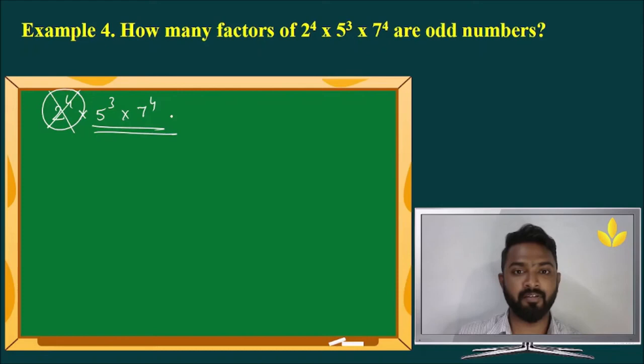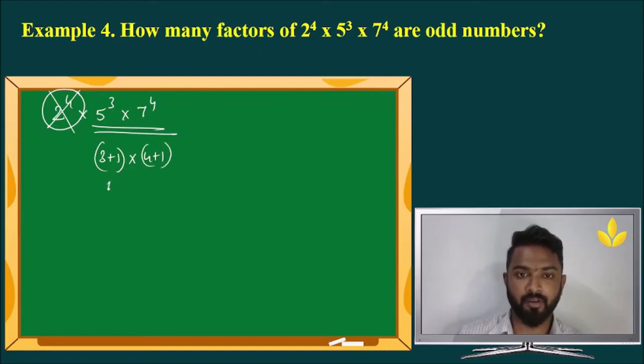Any multiple of 5 and any multiple of 7, if they get multiplied, odd into odd is always odd. Odd to the power anything is odd, odd to the power anything is odd, and odd multiplied by odd is also odd. So how many such factors will be there? We have 3 as a power of 5 over here, so we have 3 plus 1 into 4 as the power here, so 4 plus 1. So we have 4 into 5, that is equal to 20. So totally we have 20 odd factors of this entire number.